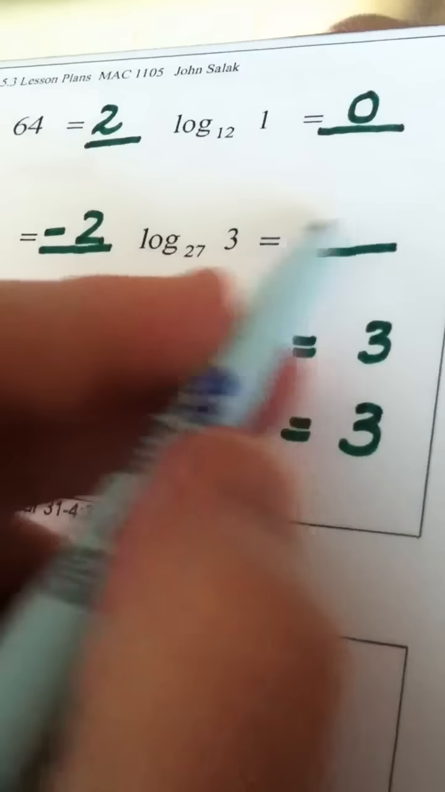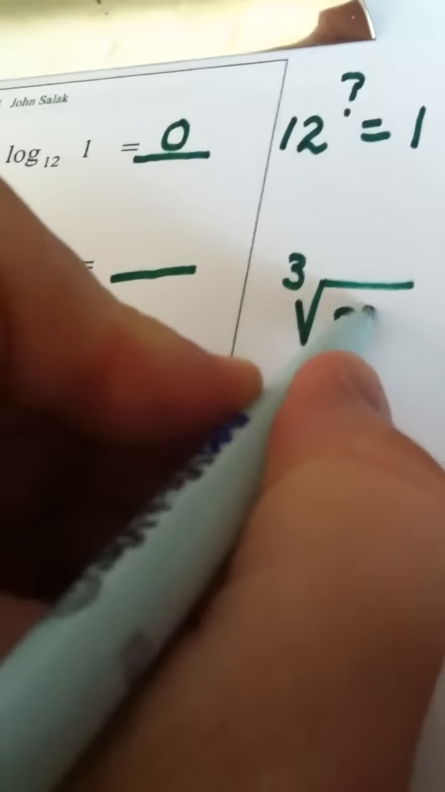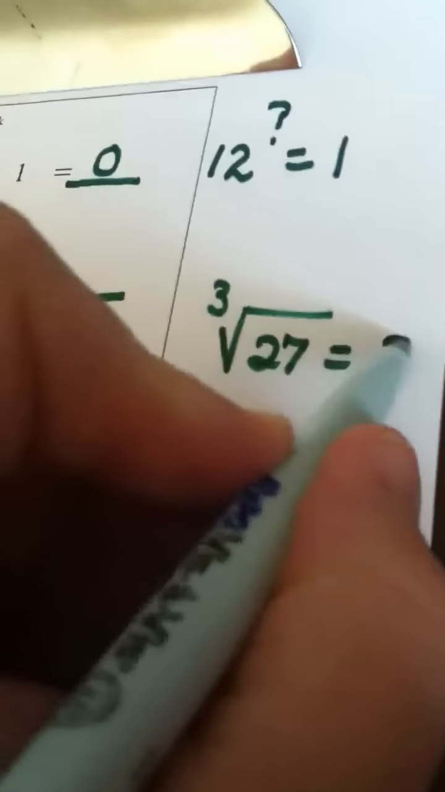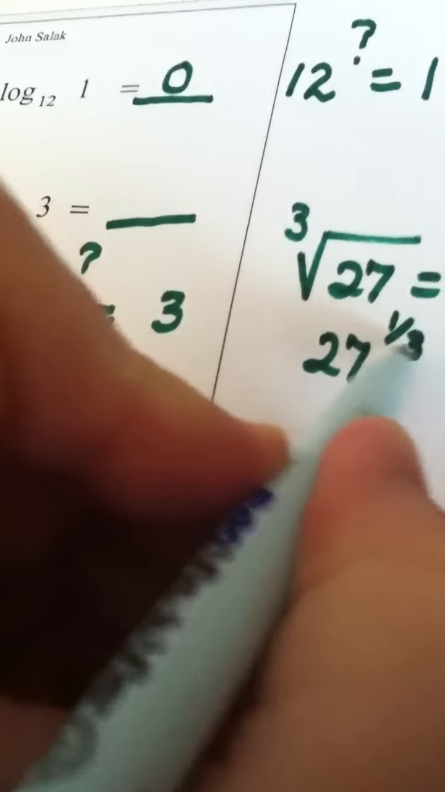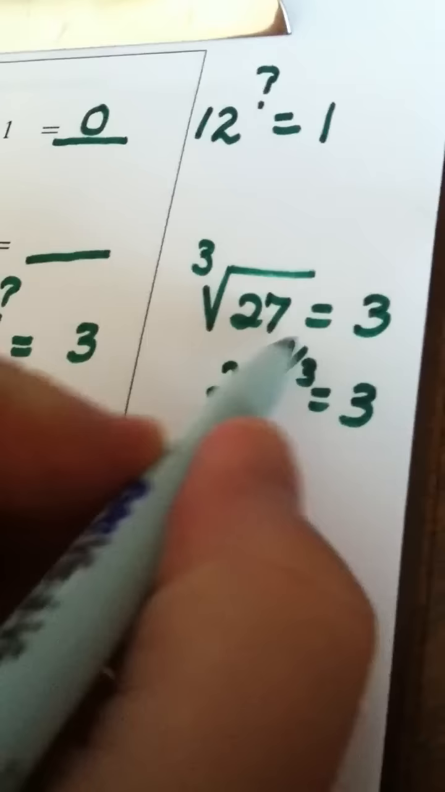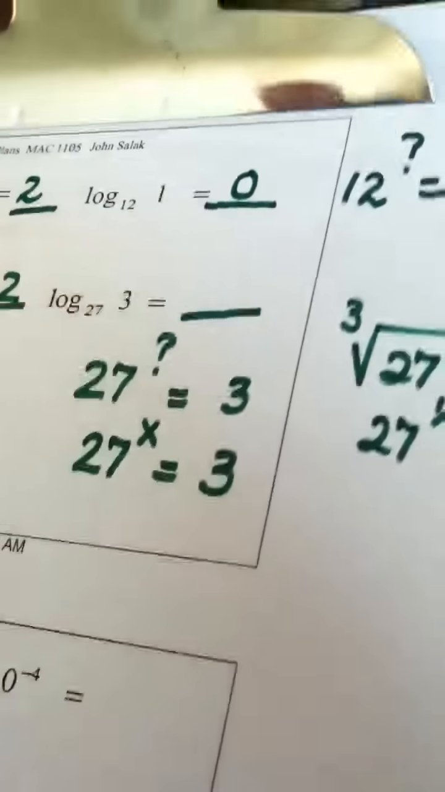Because if you raise something to the 1/3 power, you're actually taking the cube root of it, and the cube root of 27 is 3. 27 to the 1/3 power is 3. 1/3 would be the answer. But a lot of people can't see that, so I show them some work.